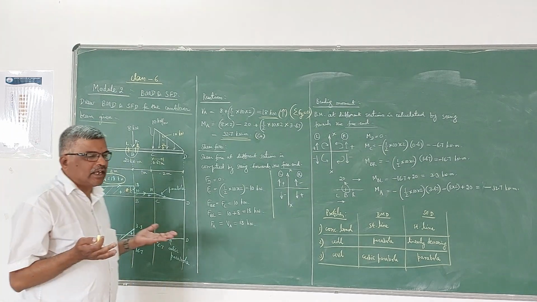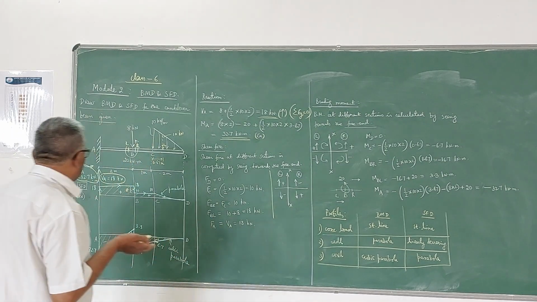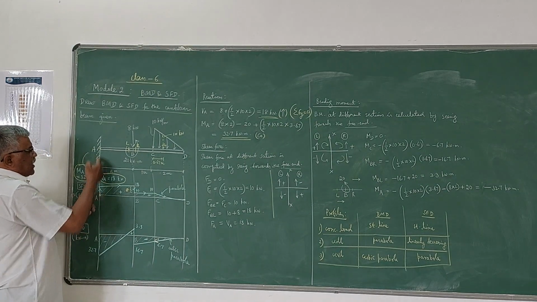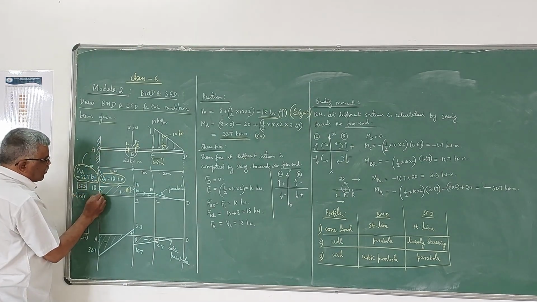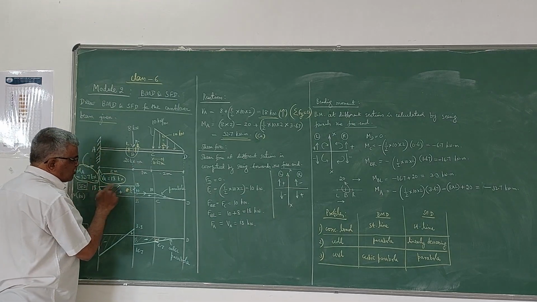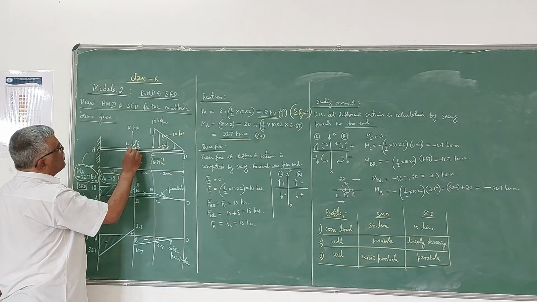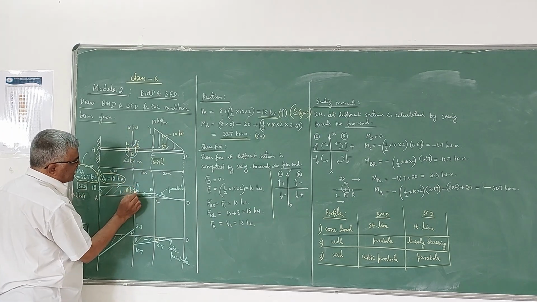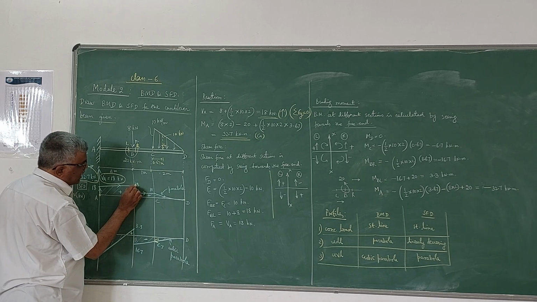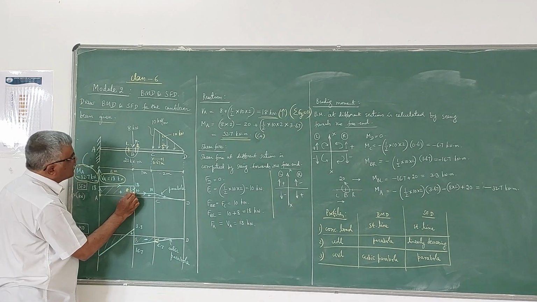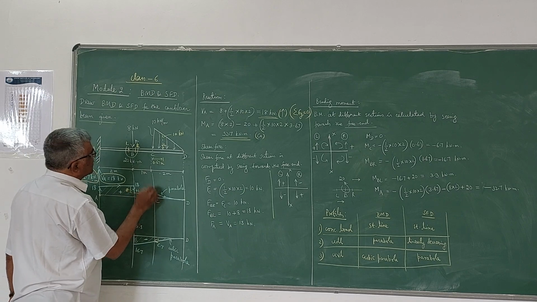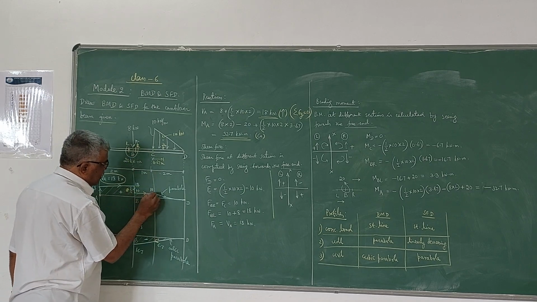If you are using the simple method of drawing the shear force diagram, start from point A. You have an upward reaction of 18 kilonewton, so move upwards by 18. Then there is no force from A to B, so shear force remains constant. Then at B you have a downward force of 8 kilonewton, so come down by 8. Already you are at 18, minus 8 means 10 you are going to get. Then from B to C there is no force given, so shear force remains constant.